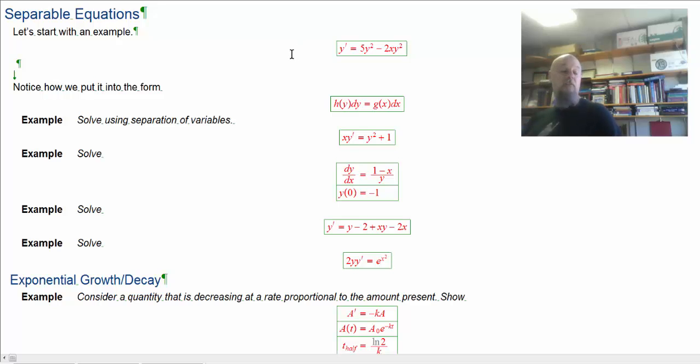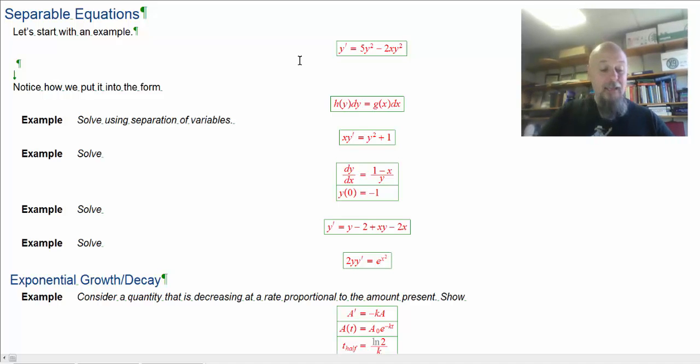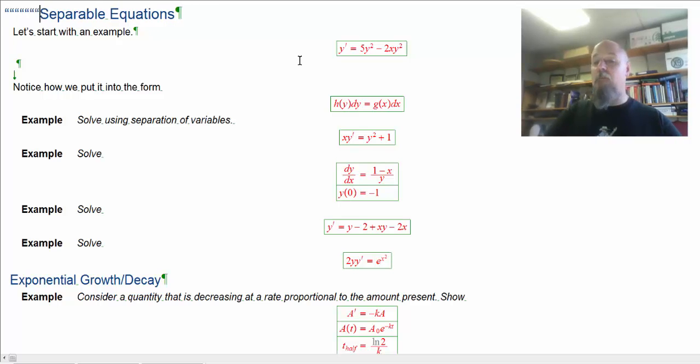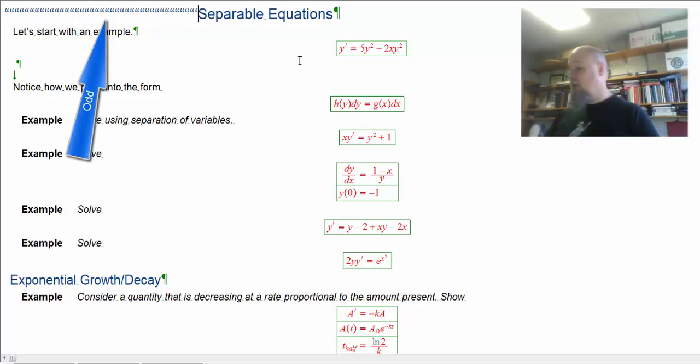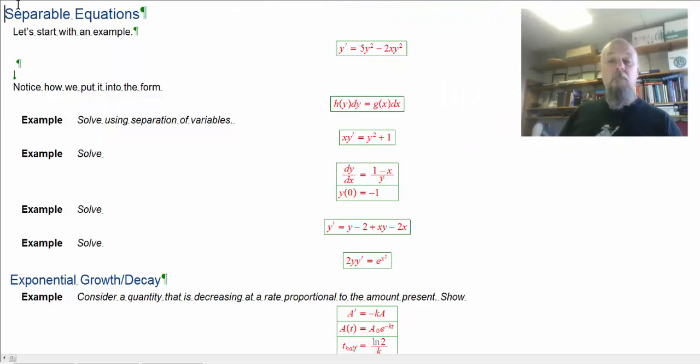So first off, this is a technique that is generally applicable for first order equations, y prime. But the equations don't have to be linear.